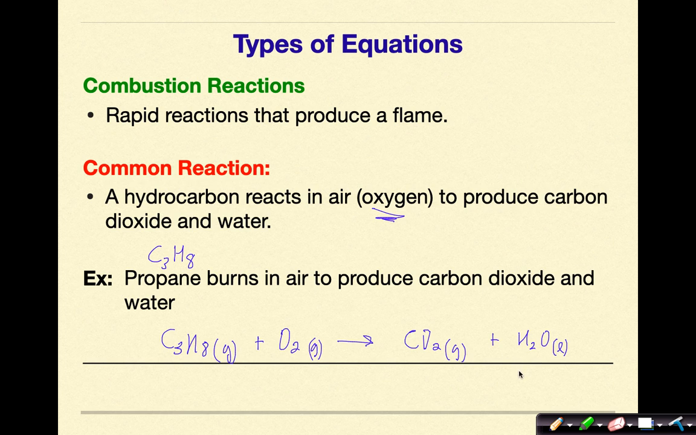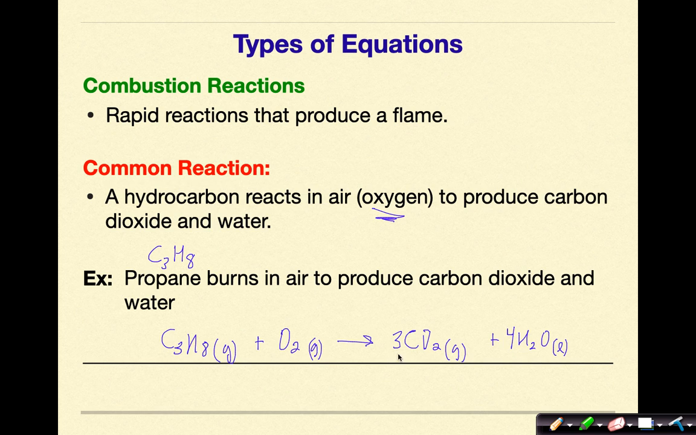Now let's balance this by mass. We have 3 carbons on the left, 1 carbon on the right. Let's put a 3 here. That changes the number of oxygens to 6, plus 1 is 7. It's an odd number of oxygens. We're going to need to take care of that. But we notice we have 8 hydrogens on the left, 2 on the right. We can remedy that by putting a 4 here.